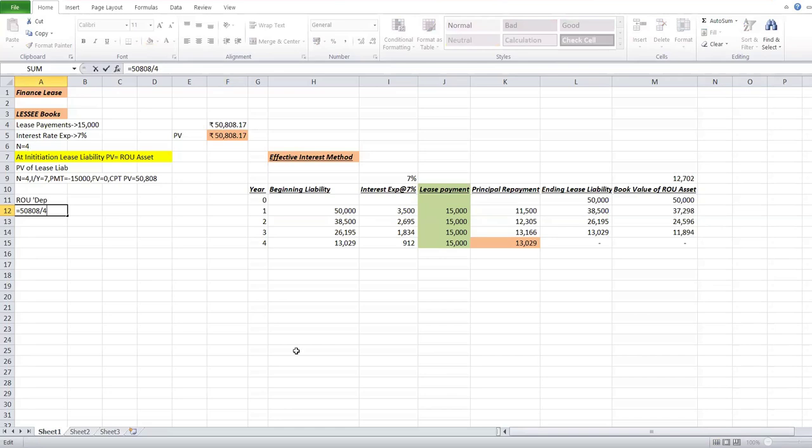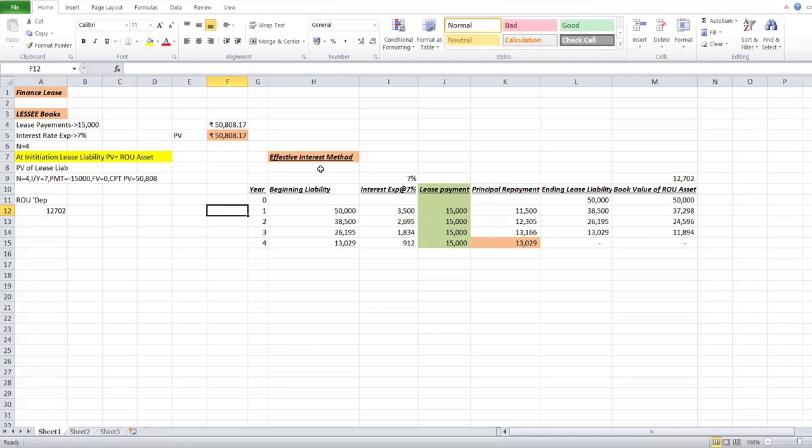Reason being, I need it to be standing at zero value after the completion of 4 years. So it's SLM, straight line depreciation, that I've recognized. It is 50,000 divided by 4, that is equal to 12,500. This is how I have done the depreciation part.